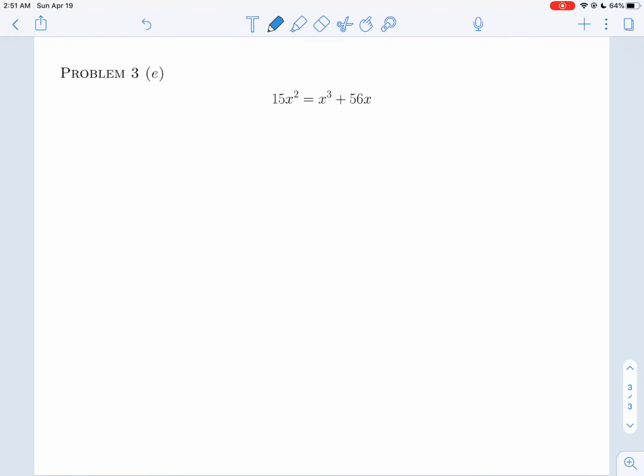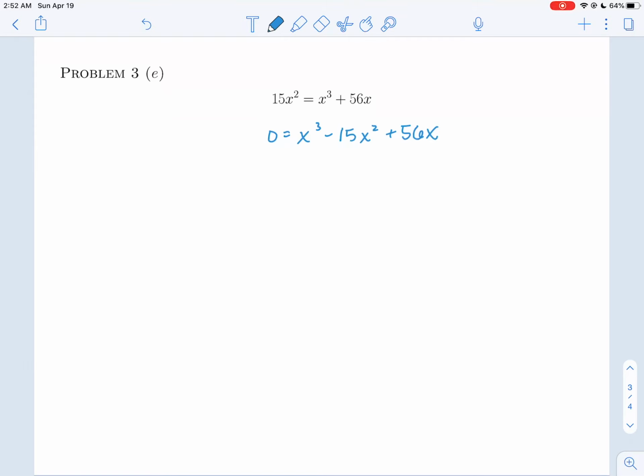All right, the third and final part that we're going to look at from this section is problem 3 part E. So for this one, we have 15x squared equals x cubed plus 56x. So again, in order to use that zero product property, first thing we need to do is get the equation equal to 0. So I'm going to move that 15x squared to the other side. So I'll have 0 equals x cubed minus 15x squared plus 56x. So for zero product, I've done the first part, I've made it equal to 0. Now I've got to make it look like a product. So to do that, I'll do that factoring.